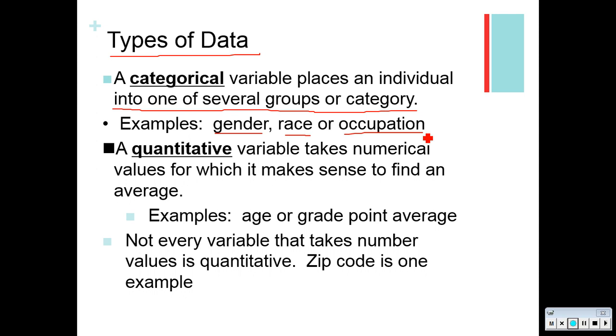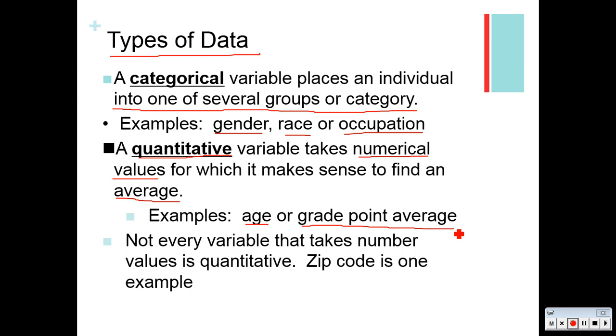The other type of data we're going to look at are what are called quantitative data. A quantitative variable takes numerical values, and that's the key difference between categorical and quantitative. A quantitative variable takes numerical values for which it makes sense to find an average. So for instance, some of the different things that could vary about an individual that are quantitative are age or grade point average. So not every variable that takes number values is quantitative.